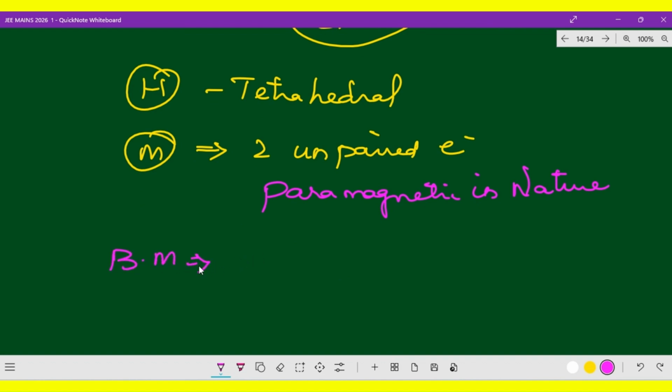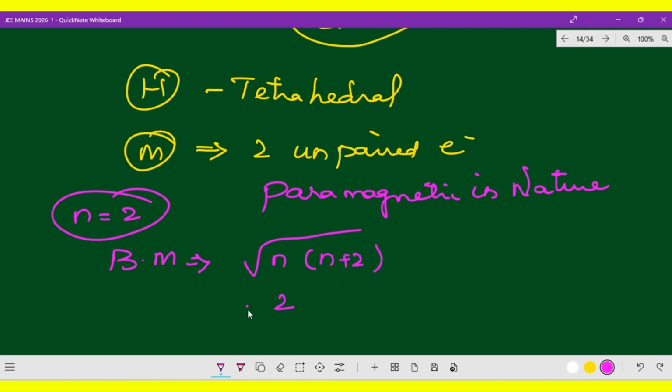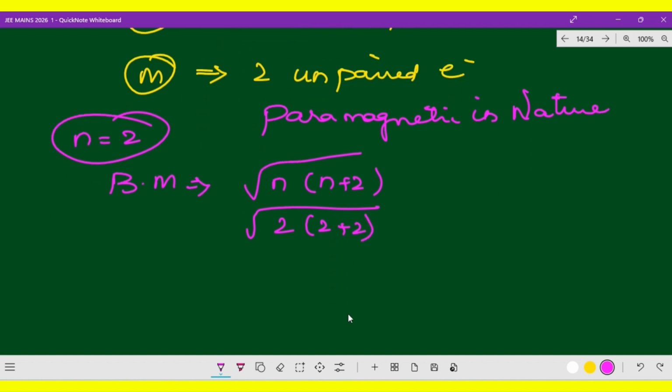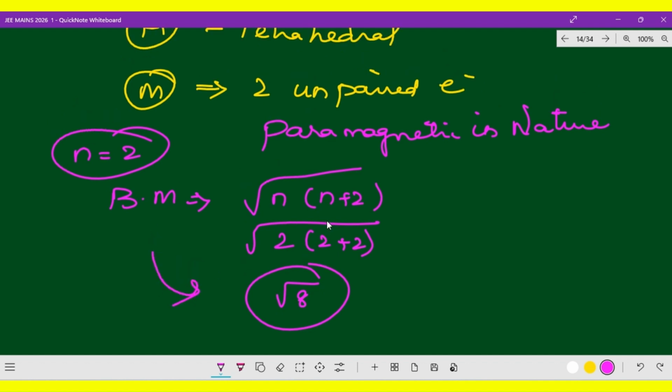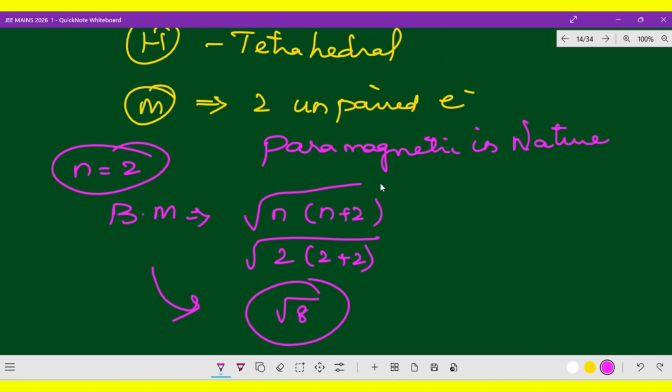What is it? This is n equal to 2, because now there are 2 unpaired electrons. So n equal to 2. The Bohr magneton is root of n into n plus 2. So n equal to 2, root of 2 into 2 plus 2. So how much is it? 4 2s are 8. Root of 8. So the Bohr magneton is root 8. I hope you got the clarity now. Which is the paramagnetic? NiCl4 2 minus is paramagnetic.